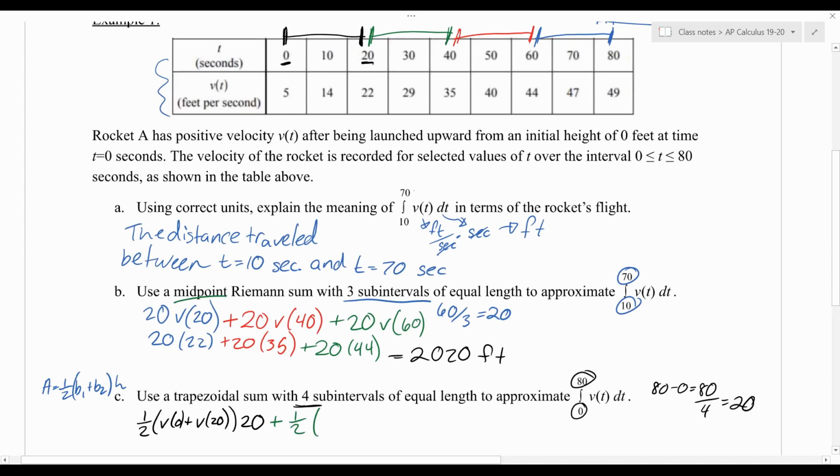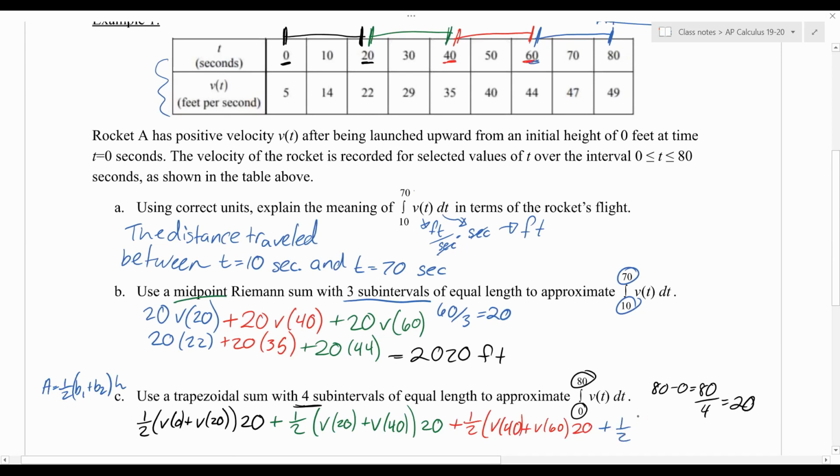The first base we use is v of 20 plus, at the other end of this interval, we have v of 40 times your height, 20, plus in our next interval, the average, 1/2. Base 1 will be 40, base 2 is 60, v of 40 plus v of 60 times your height, which is 20, plus 1/2.